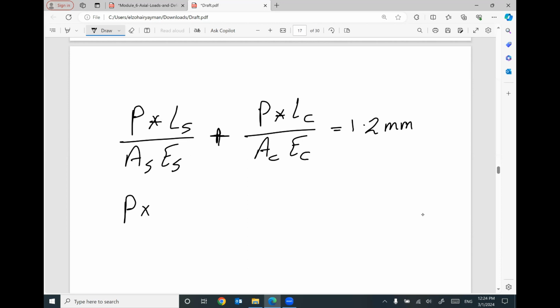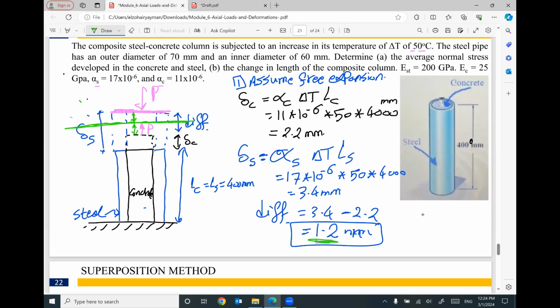So P, the length of steel 4,000, area of steel, plus the force P times 4,000, the length of concrete, divided by area concrete times E. I forgot to figure out what is the area of steel and what is the area of concrete. Area of concrete is the area of the inside circle, which is pi divided by 4 times inner diameter 60 millimeter squared. So pi divided by 4 times 60 squared.